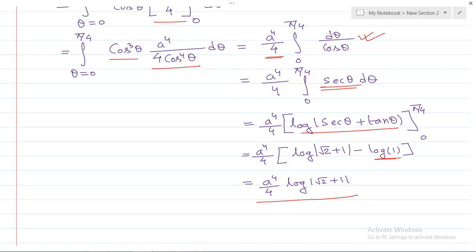In the next video lecture I am going to discuss the application of double and triple integration to find the area and the volume of a region and a closed domain.